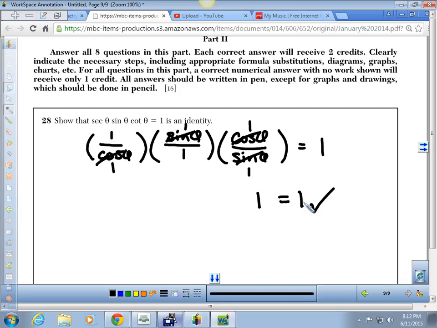Folks, no matter what angle you pick for theta, multiplying secant of that angle to the sine of that angle and the cotangent of that angle is always going to give us 1, no matter what your angle is. All right, with our part 2s, 3s, and 4s? All right, let's see if we can get a couple of the part 1s. I'm going to bounce right up to the top.